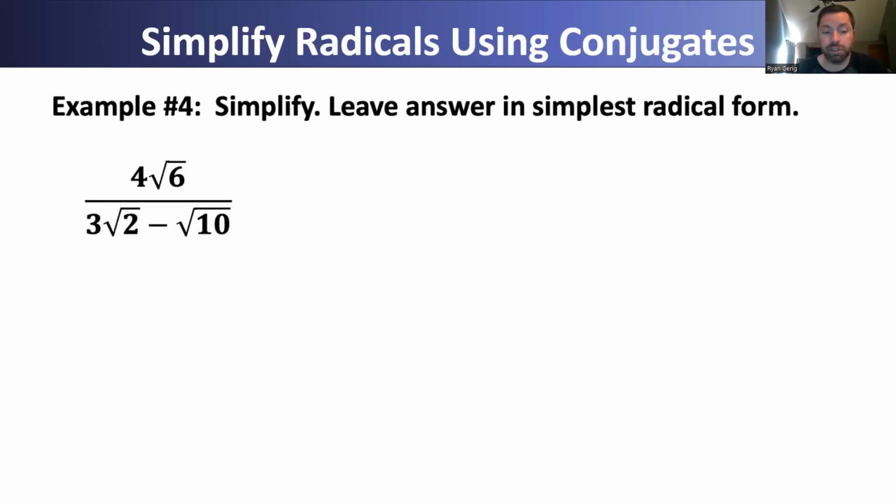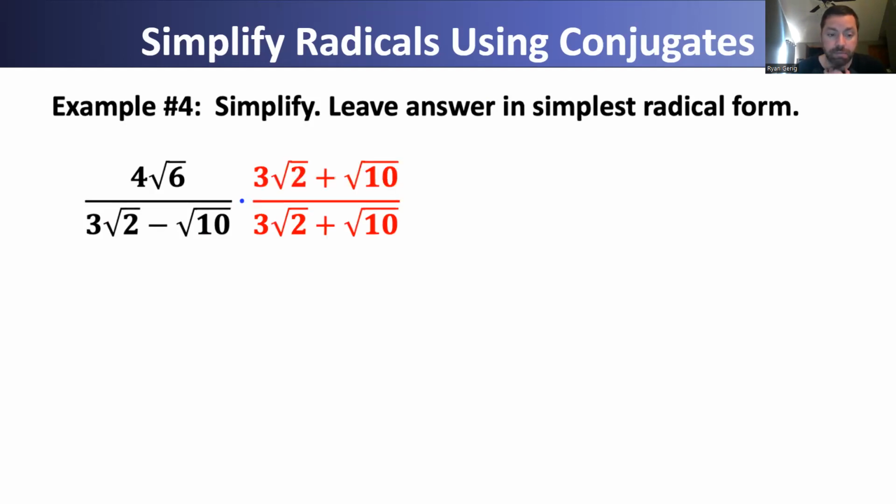This one's a little more challenging. There's a lot of radicals going on here. We need the conjugate. So the conjugate of 3 radical 2 minus square root of 10 is 3 radical 2 plus the square root of 10. So we got to do that times the bottom and the top.